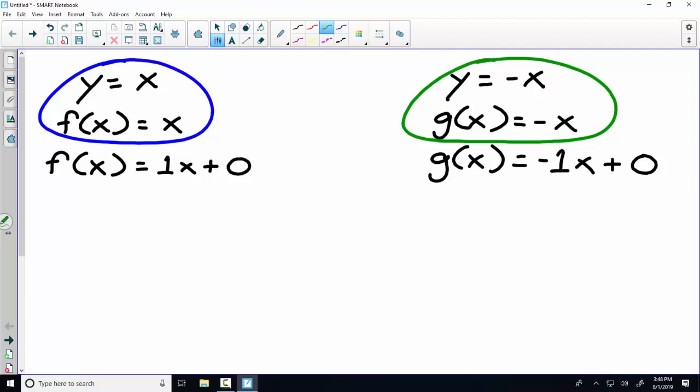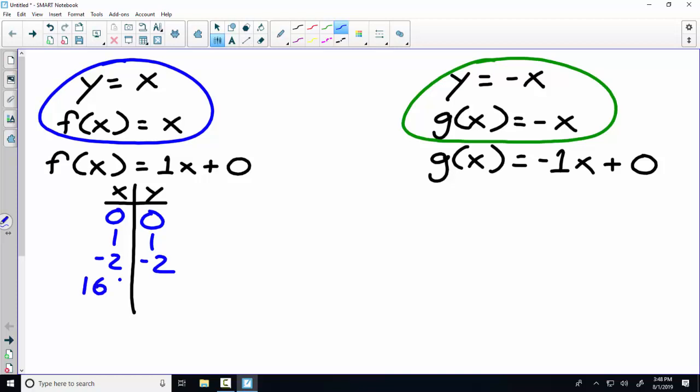We'll start with this one on the left first, y equals x. And the way this line is generated is by recognizing that if y equals x, then every single ordered pair on the line has the exact same x value as y value. So if x is 0, y is 0. If x is 1, y is 1. If x is negative 2, y is negative 2. If x is something like 168, then y is also 168.